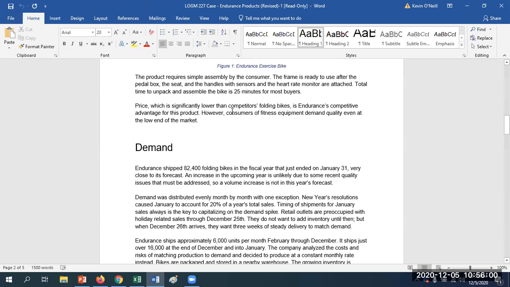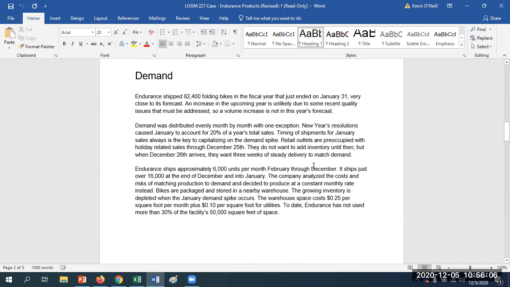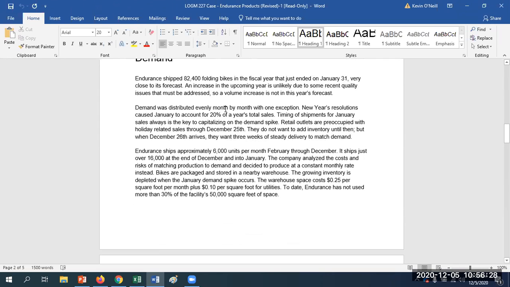So price is significantly lower than competitors' folding bikes. It's the competitive advantage for this product. It's inexpensive and it fits. Now, when we get into the demand, what we see is that they shipped 82,400 folding bikes in the fiscal year that just ended on January 31st. A lot of people buy around the holidays, and for their New Year's resolutions. So an increase in the upcoming year is unlikely due to some recent quality issues.